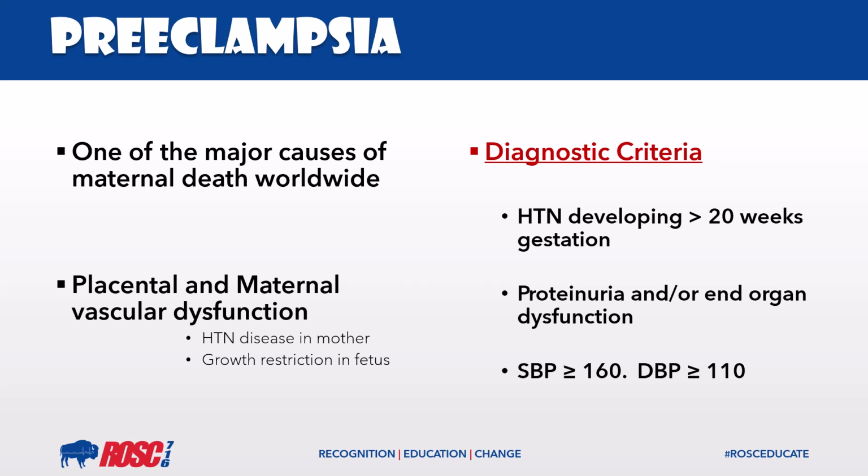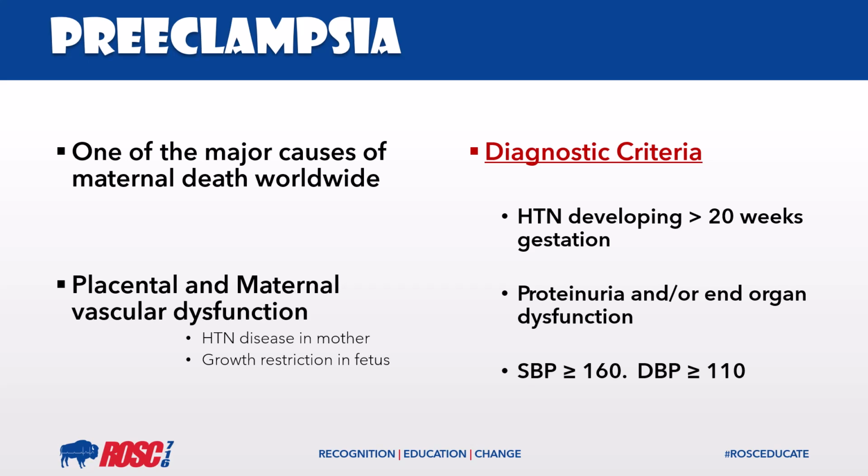In pregnancy, hypertension is defined as a blood pressure greater than 140/90, and severe hypertension is defined by a blood pressure greater than 160/110. Now first, we need to have a cutoff for hypertension of 20 weeks. If the hypertension occurred before the 20 weeks, it's chronic hypertension. If the hypertension occurred after 20 weeks, then it's gestational hypertension.